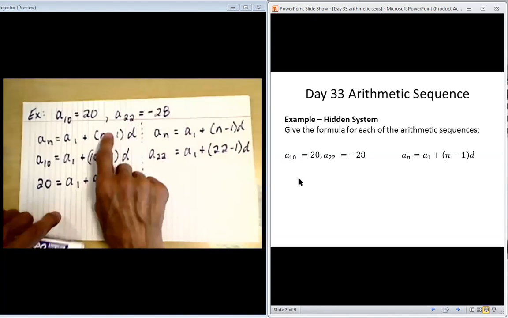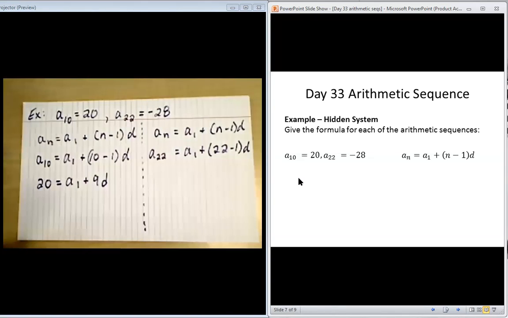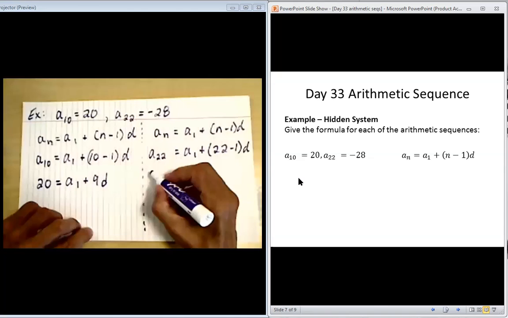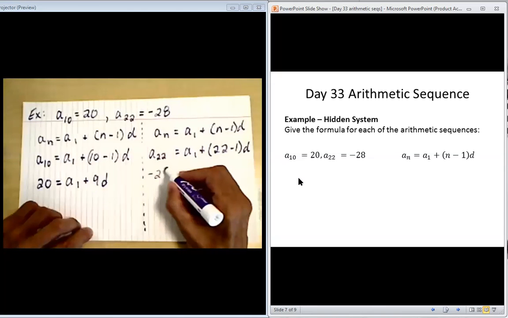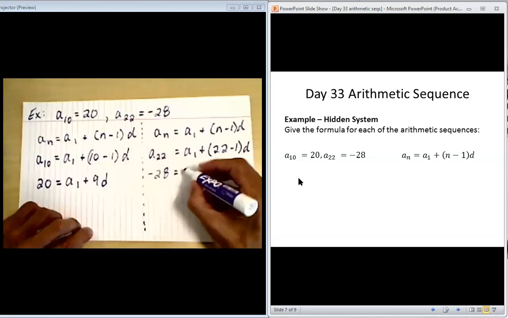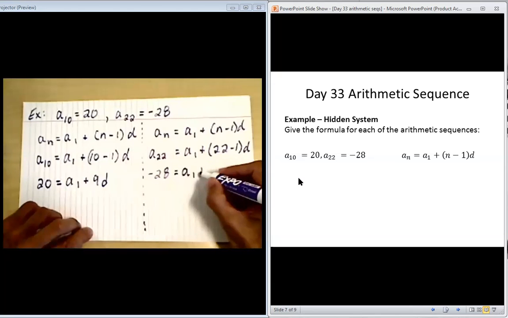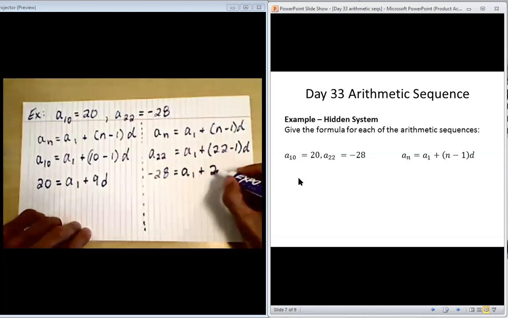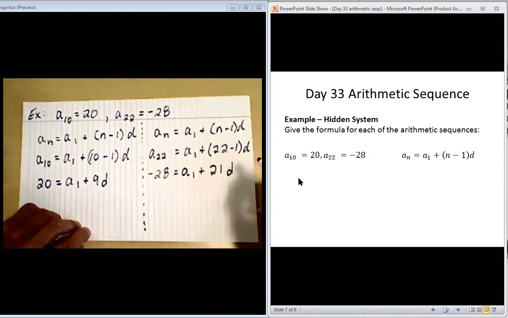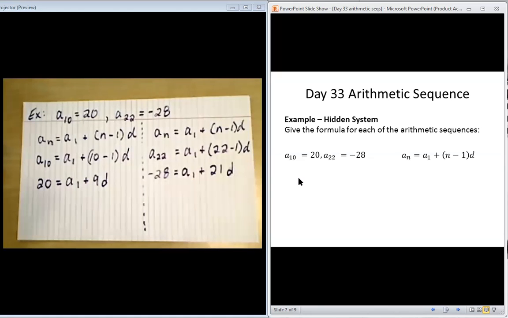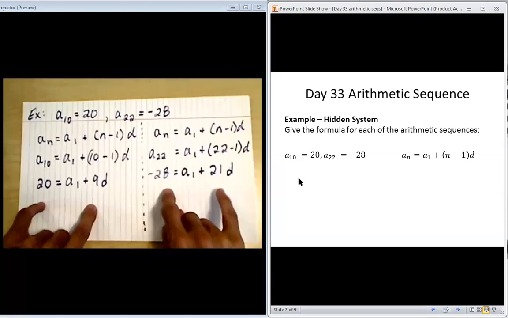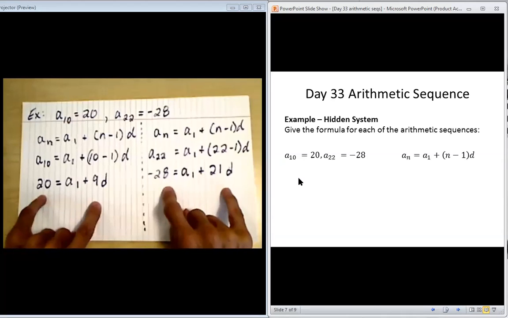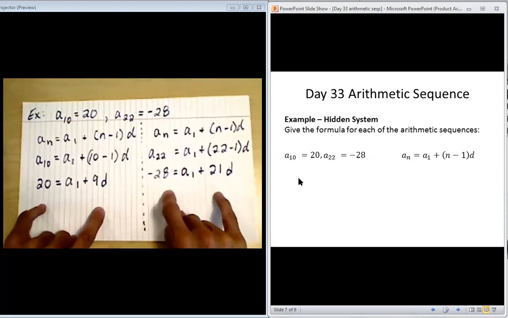We're given that A22, the 22nd term, is minus 28. So we can put that in there. Minus 28 is A1 plus, this will turn into 21 times D now. And you see, we've got two equations now with two unknowns. And so we can do substitution or elimination in order to solve this type of question. Okay.